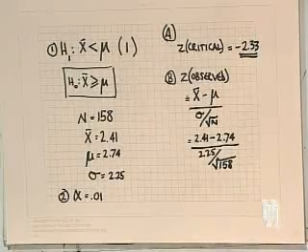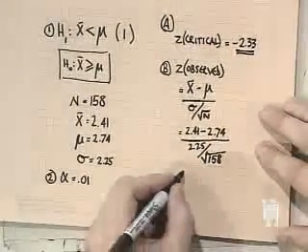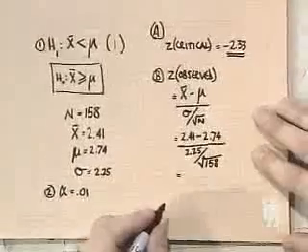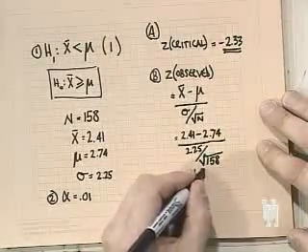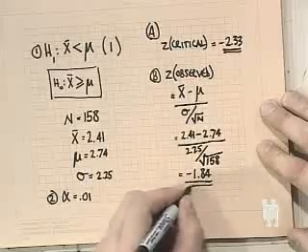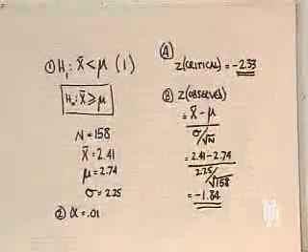Would anybody agree that the observed score is -1.84? I would agree with myself. There's at least one person out there who would agree with me. That's enough.